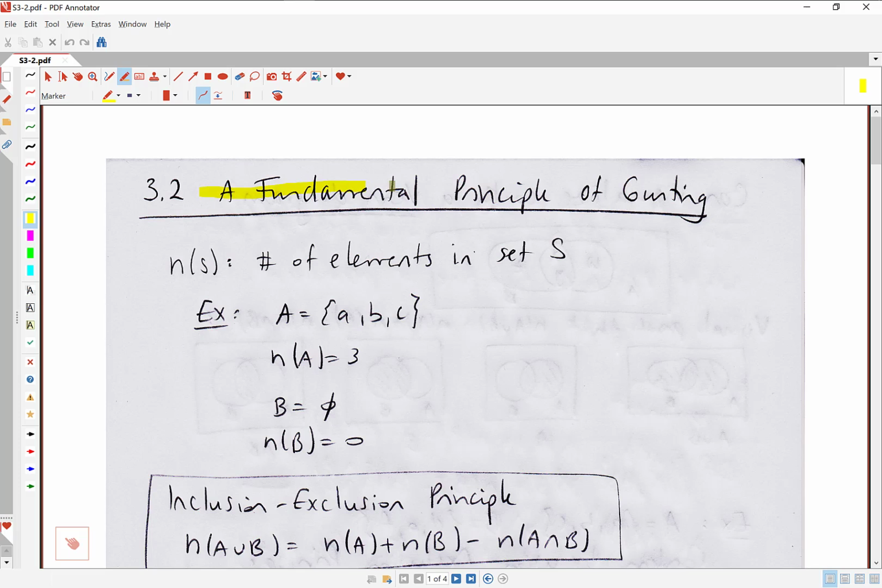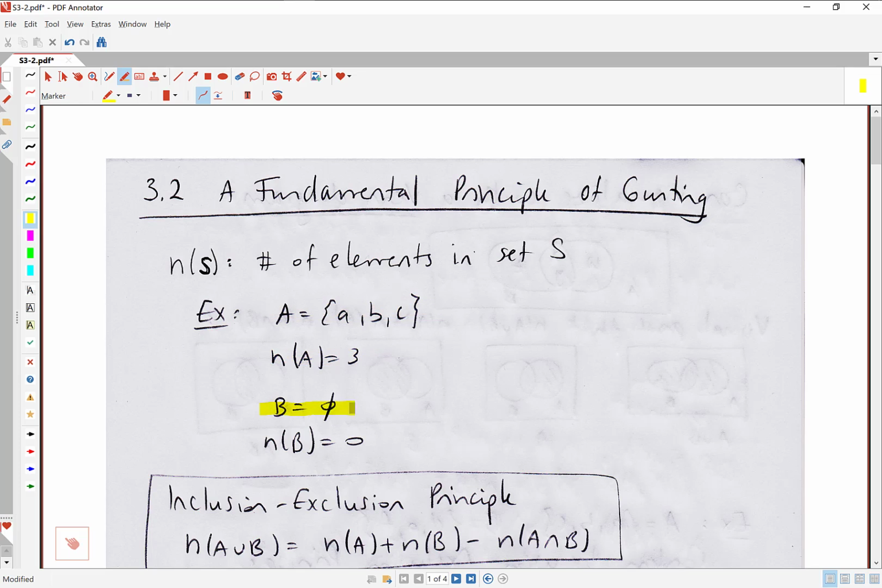In this video, we're going to talk about a fundamental principle of counting. We're going to write n of S to represent the number of elements in the set S. So let's do a quick example just to see what that would look like. Let's say we have the set A that has 3 elements in it: A, B, and C. So we would write n of A is equal to 3.